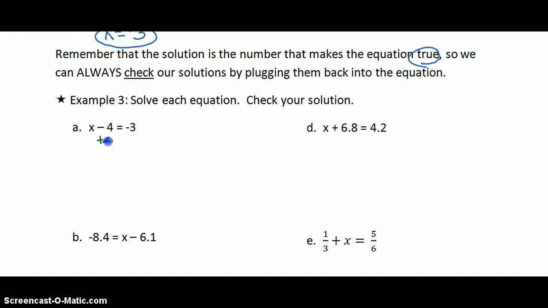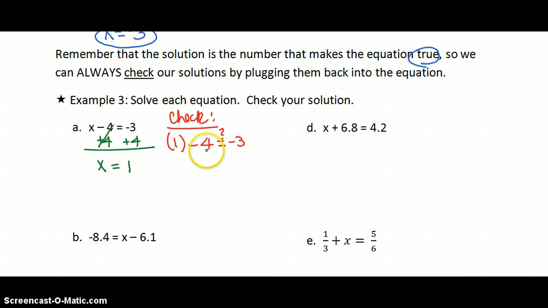So here I'm going to add 4 to undo what happens to x. And I have to do the same thing to both sides. So a negative 3 plus 4, those are integers with opposite signs, so I'll subtract and keep the sign of the larger. So I'm going to come over to the right and check to see if that's true. So in place of x, I'm going to plug in 1. Notice how I put parentheses. I'm hugging my variable where x was, and now I replaced it, substituted in a 1. And I'm checking to see, does that equal a negative 3?